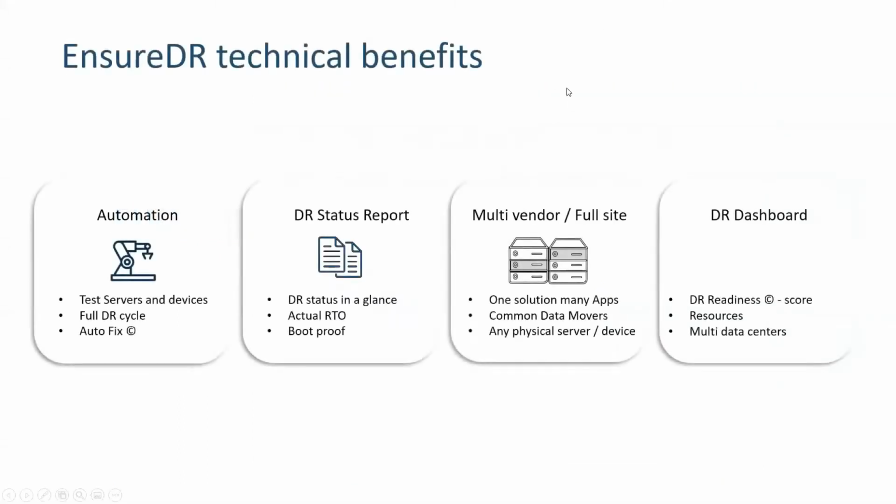So to summarize EnsureDR's technical benefits, we provide full automation of your testing for your backup and disaster recovery environment, which will test all your devices and do a full DR cycle: failover, test the environment, clean up, and generate a report. We also have automation around auto-fixing problems that we find inside your environment and reporting back to you about that. We measure your actual RTO, recovery time objective, and give you your actual time to recover in case of a real disaster.